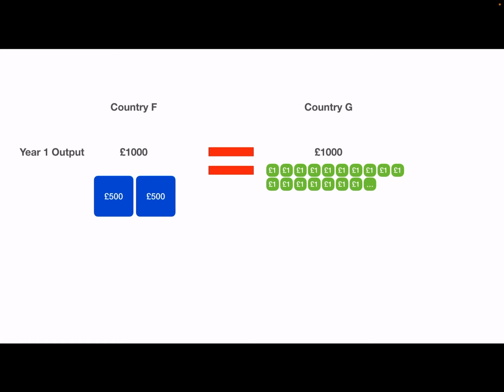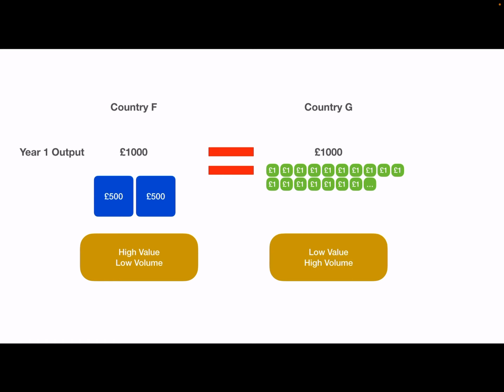So there is a difference when we're looking at economic growth and output between countries producing high value items, potentially at a lower volume, and countries producing low value items at a very high volume. This might be useful when you're looking at the impact of economic growth within a country, particularly the impact on the environment and employment of increasing output.